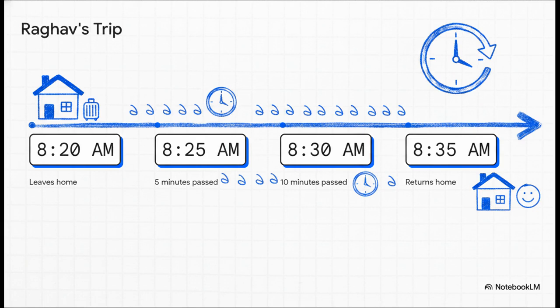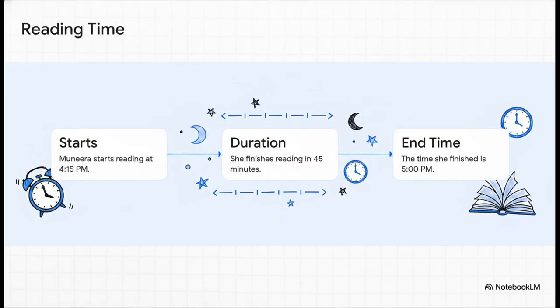Think of it in little jumps. From 8:20 to 8:25, that's 5 minutes. From 8:25 to 8:30, that's another 5 minutes. And from 8:30 to 8:35 is 5 more minutes. If we just add those 5-minute increments all together, we can easily see that exactly 15 minutes have passed. Easy, right? And the great thing is, we can apply these simple chronological steps to literally any activity.